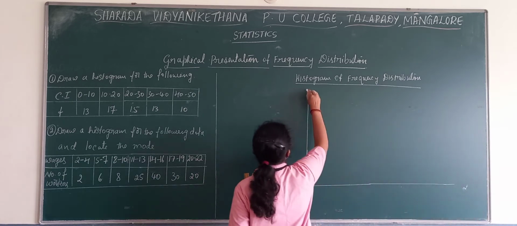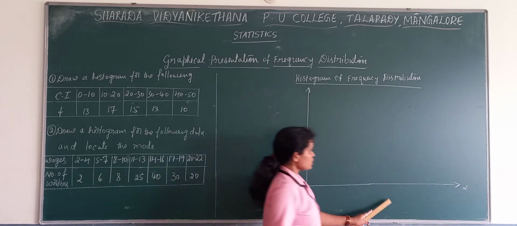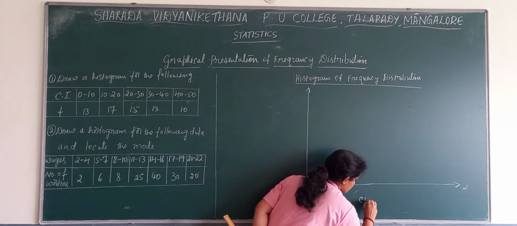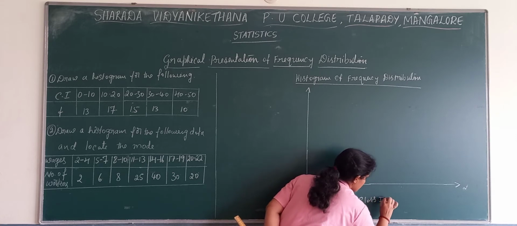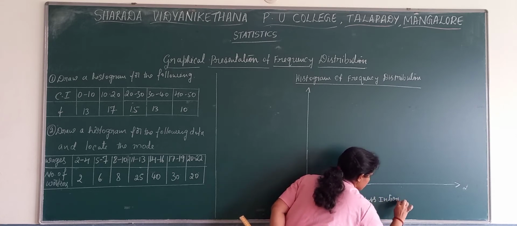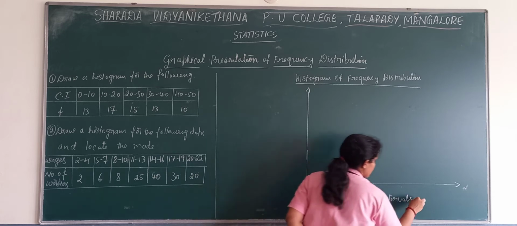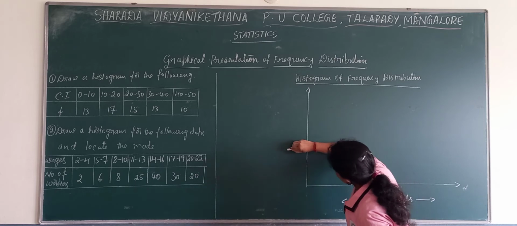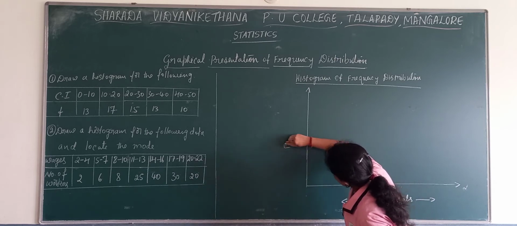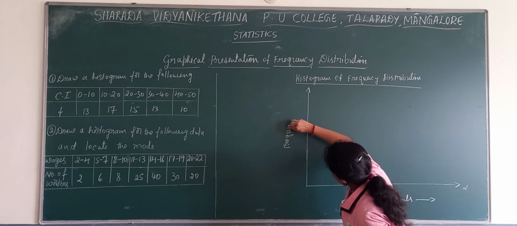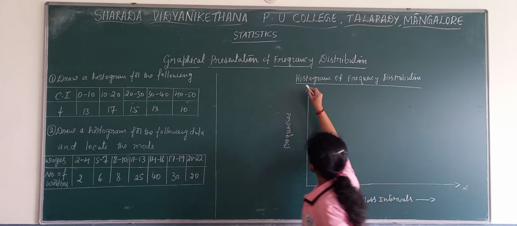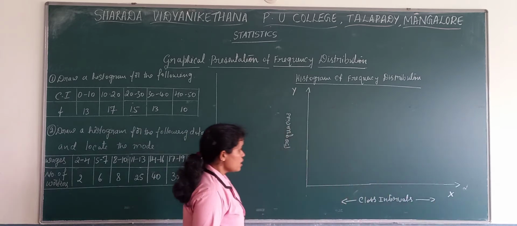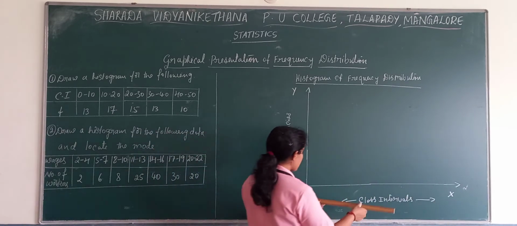X-axis and y-axis. Along the x-axis we represent the class intervals, and along the y-axis we represent frequencies. This is the y-axis and it is the x-axis. Now to represent the class interval, you need to take a scale.